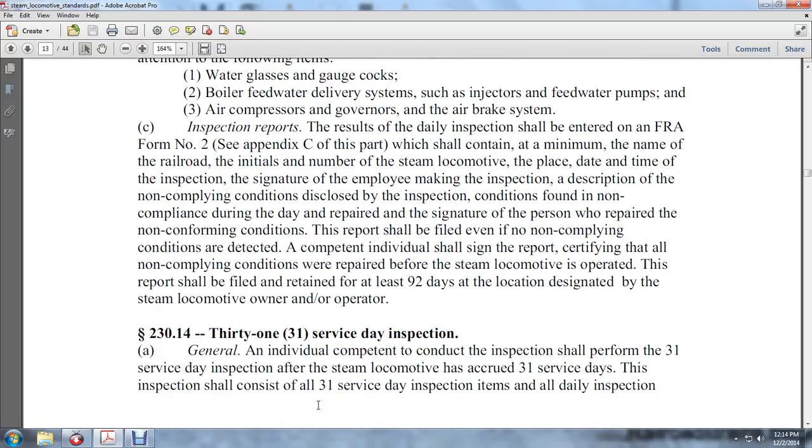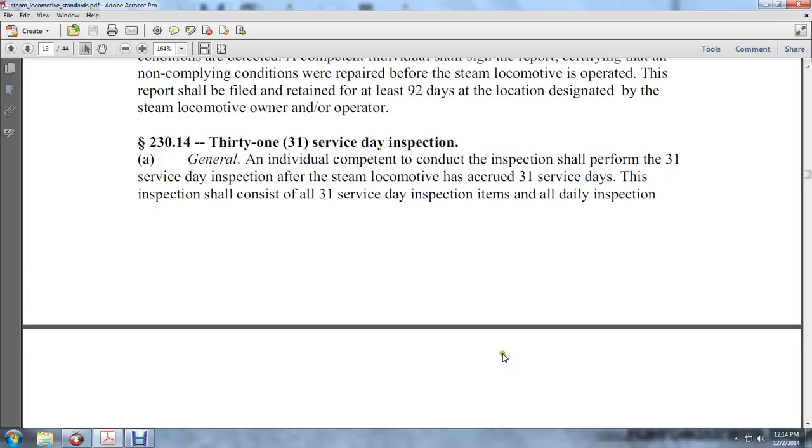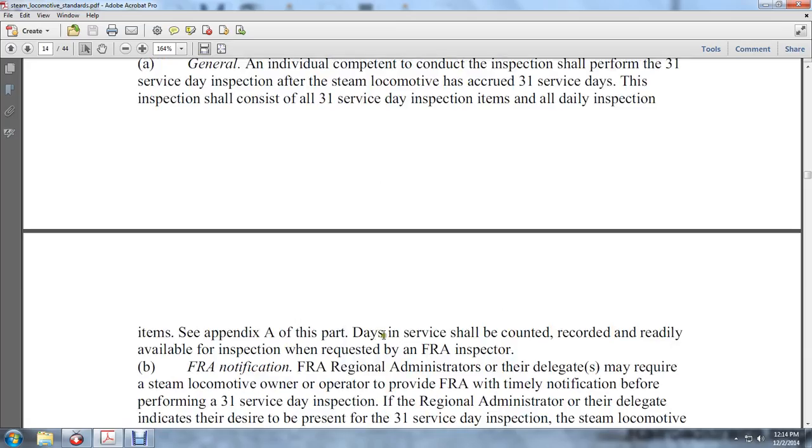230.14 31-day inspection. A general individual competent to conduct the inspection shall perform a 31 service day inspection after the steam locomotive has occurred 31 service days. This inspection shall consist of 31 special service days inspection and all daily inspection. Item C, Appendix A for this part. The day of service counted shall be recorded and readily available for inspection at the request of the Federal Railroad Inspector.